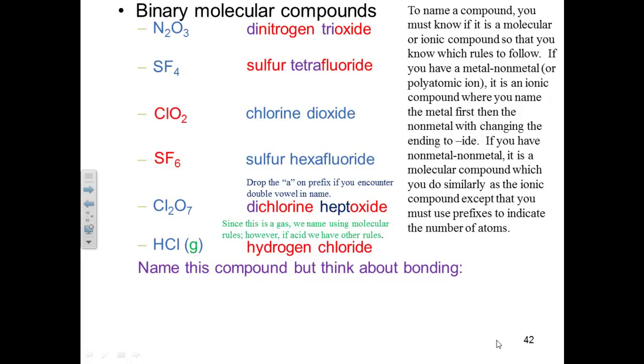Okay, let's name this compound, but think about the bonding. We got magnesium, and I got two Cls. What kind of bonding is here? Well, we got a metal and a non-metal. So this is ionic bonding.